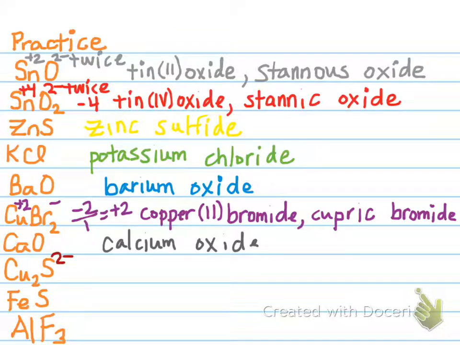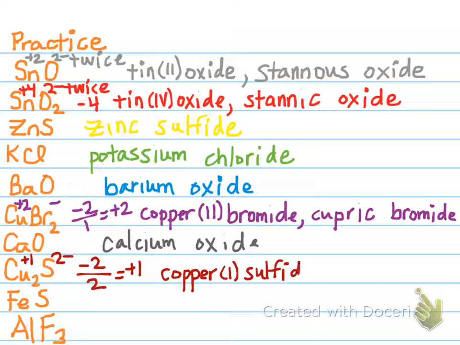There's only one of them, so I have a total charge of -2, but I have 2 coppers. So each copper has a charge of +1. So this is copper, Roman numeral 1, sulfide. And my other name is Cup, because that's the lower charged one, sulfide.